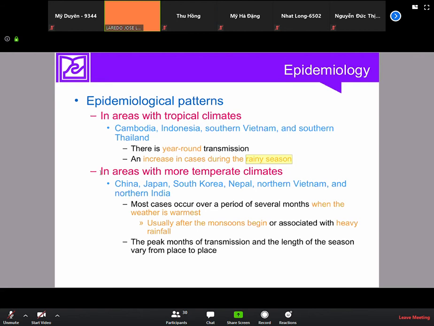Japanese encephalitis is also found in temperate climates, in China, in Japan obviously, in South Korea, Nepal, in the north of Vietnam, and in the north of India. In these places, we find Japanese encephalitis during several months, mostly when the weather is warmest. Also related with heavy rainfall, so when the number of mosquitoes increases.